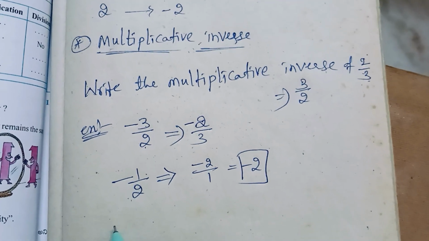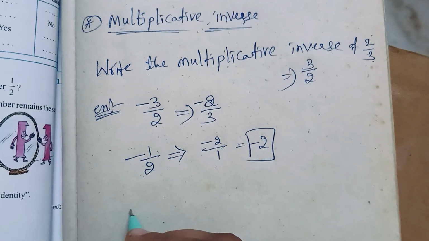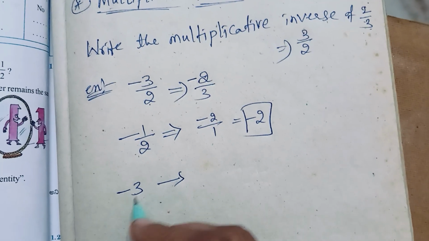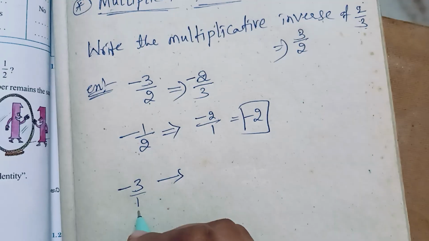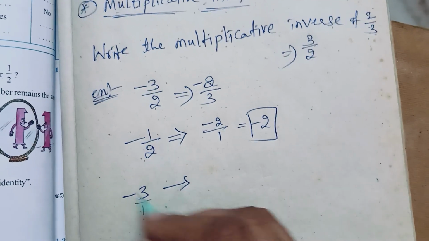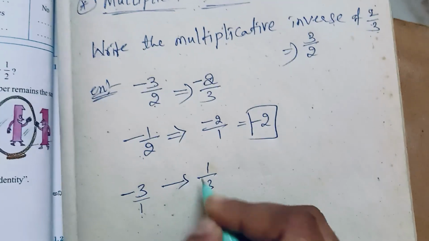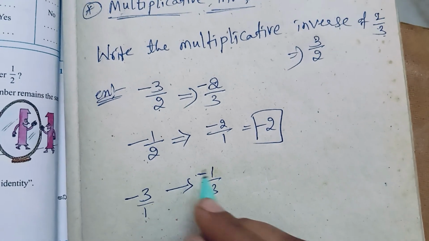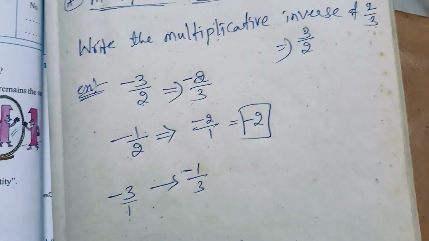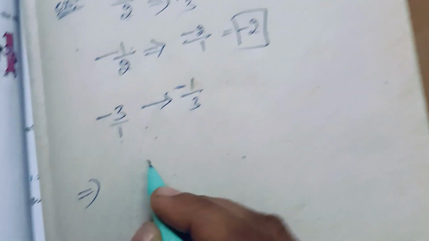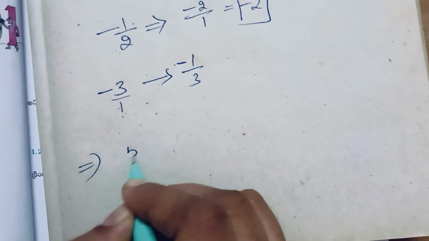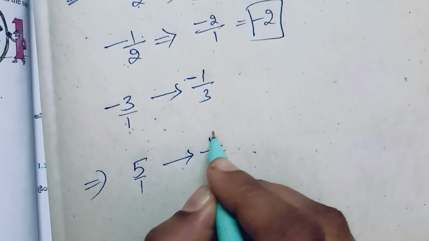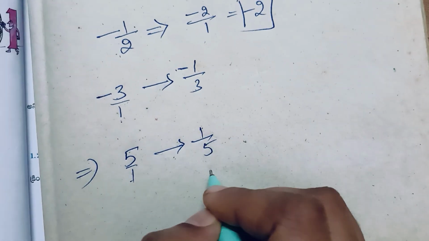And next, for example, the multiplicative inverse of minus 3. When no denominator is written, it means it is 1 divided by. So now it will be reversed: minus 1 by 3. We always put the minus in front of the numerator only. And next, more examples. The multiplicative inverse of 5 is 1 by 5. Anything not written means 1, so 5 by 1 becomes 1 by 5.